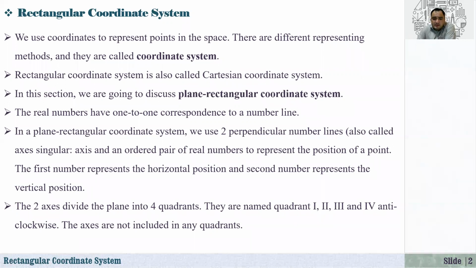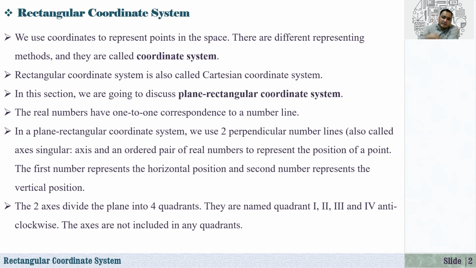These are some basic concepts about the rectangular coordinate system. We use coordinates to represent points in space. There are different representing methods, and they are called coordinate systems. After this method was discovered, it made a huge contribution to the development of science, especially math, and especially these days, for example, in navigation systems. They use the idea of coordinate systems because every point in the world has a specific location.